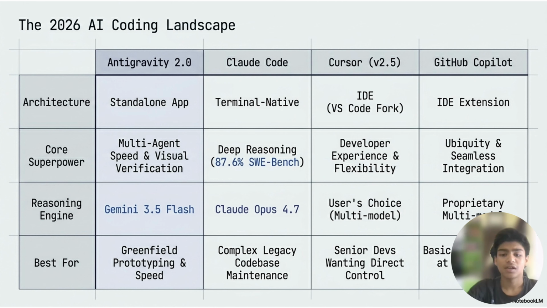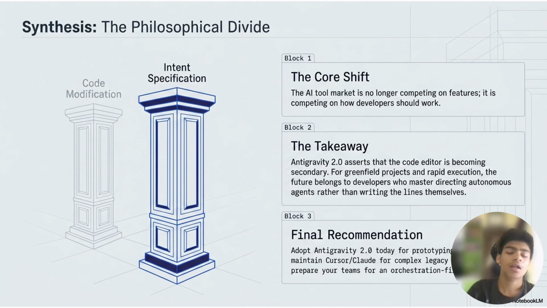Core superpower, those are there. Reasoning engine: Anti-Gravity uses Gemini 3.5 Flash. Claude uses Claude Opus 4.7. Cursor uses the user's choice, it is multimodal, and GitHub Copilot has a proprietary multimodal model. So Anti-Gravity 2.0 is best for greenfield and prototyping, while Claude Code is used for complex legacy codebase maintenance, and Cursor is for senior devs, developers wanting direct control of the code that is there. And GitHub Copilot, as you can see.